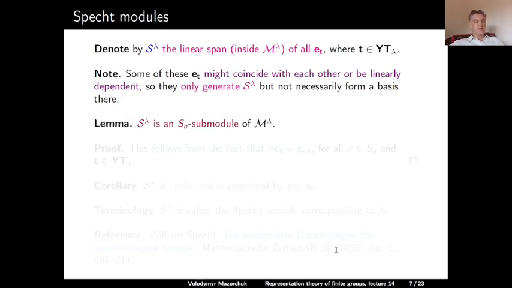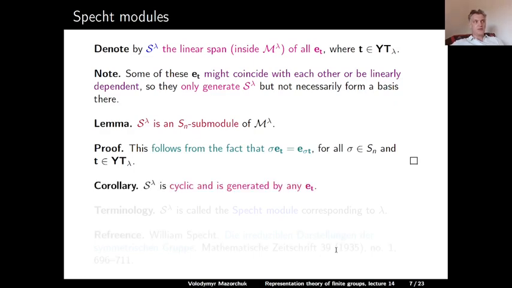Lemma: S^lambda is an S_n submodule of the permutation module. So this follows directly from the last claim on the previous slide. If we have a polytabloid and apply an element from S_n, we get another polytabloid. So the generating elements of S^lambda are actually closed under the action of S_n. Therefore, the whole linear span of these elements is also closed under the action of S_n, and hence is an S_n submodule of the permutation module. In particular, it also follows from the proof of the lemma that the Specht module is cyclic and is generated by any polytabloid e_T.